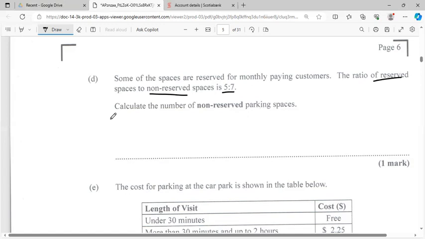So again, we need the total ratio, which is 5 plus 7. This represents the whole, which is 12. Now, non-reserved is the last one, so that would be 7 out of the 12 times the total, which is 1020. Remember, that's the total we're working with. So we reduce. First, I think 3 can go in there. We should just use a calculator.